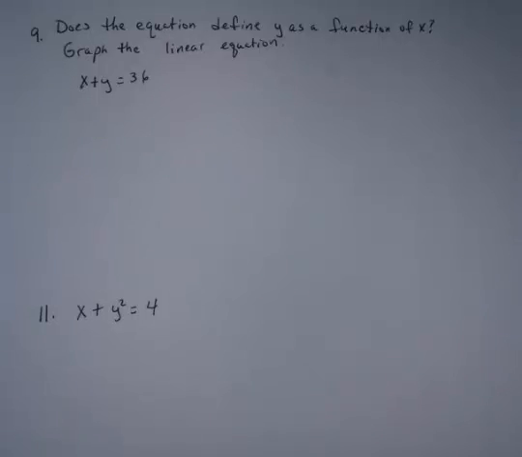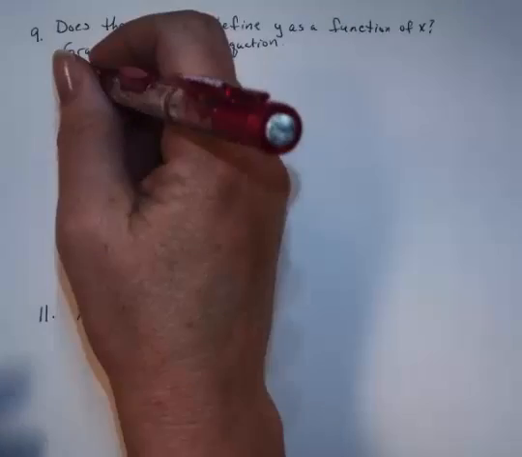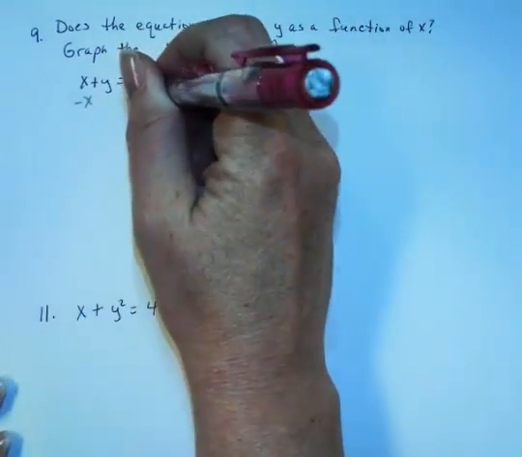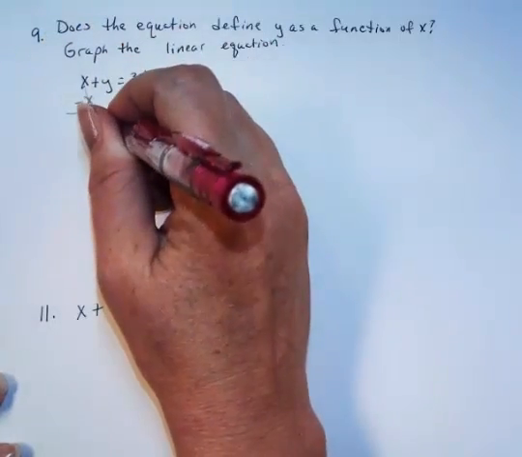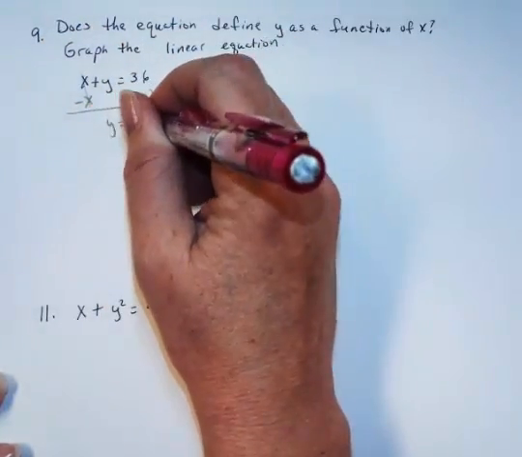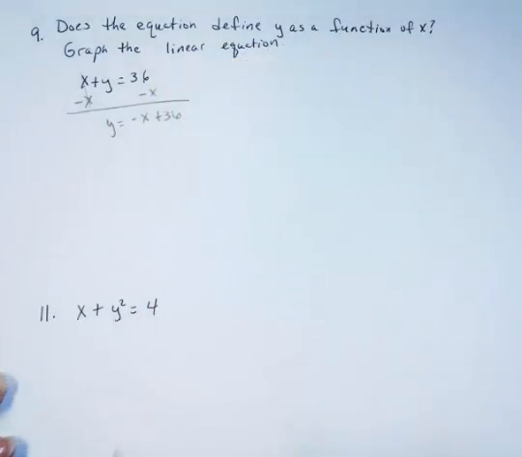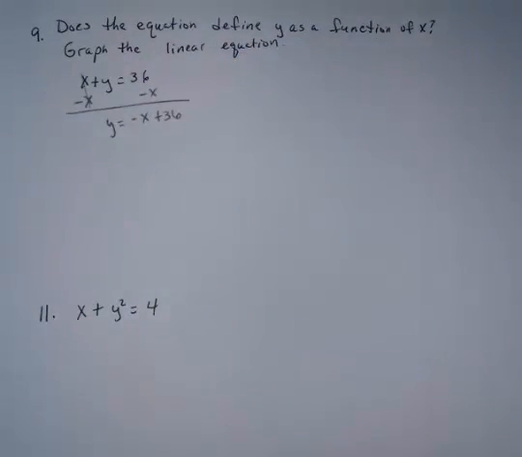The next problems we're looking at is, does the equation define y as a function of x? And we're going to graph the linear equation. So when we look at this first problem, which will be number 9 on your review, we want to solve for y to find out if it's a function of x. So I'm going to subtract the x from both sides. That'll get us, because the x's will go away, y is equal to negative x plus 36. I'm going to put the x value first so that we can make it easier to graph.